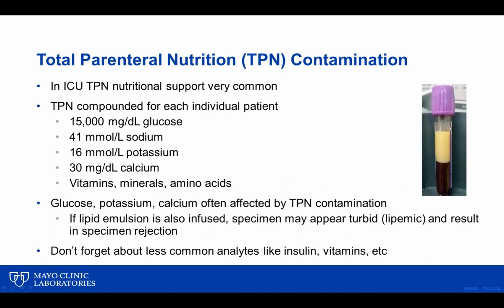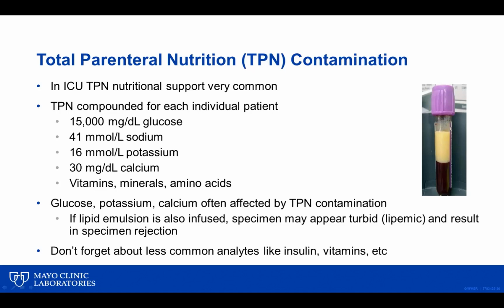TPN is actually overrepresented in our contamination. So this is nutritional support. It's given intravenously, compounded for each individual patient. So it's really hard to know exactly what is in each solution. So this is an example shown. It's not universal, but it's just an example. You can see it has a very high glucose of 15,000 milligrams per deciliter, very low sodium of 41 millimole per liter, where you would expect then a false decrease in sodium if there was contamination.